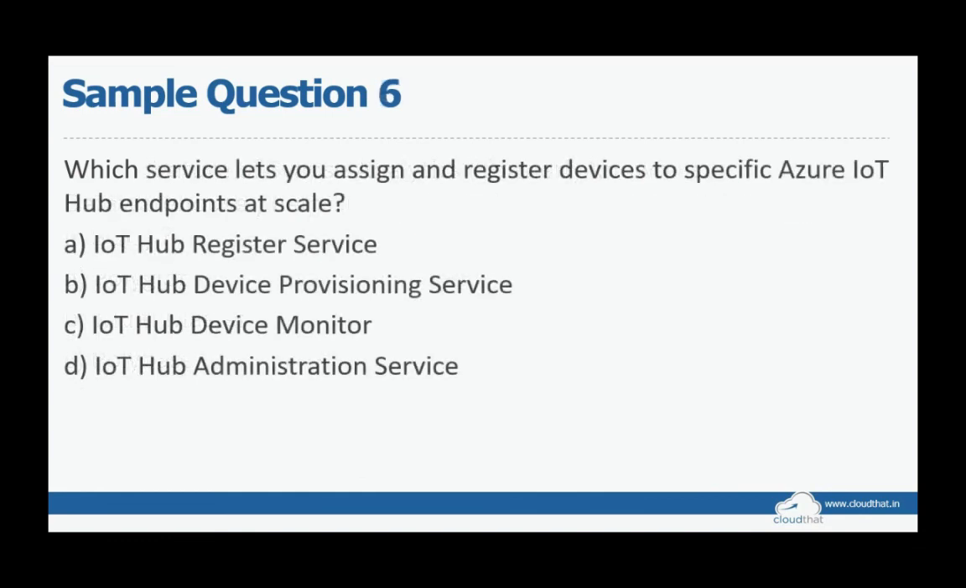Let's move on to the next one. Which service lets you assign and register devices to specific Azure IoT Hub endpoints at scale? Option A, IoT Hub Register Service. Option B, IoT Hub Device Provisioning Service. Option C, IoT Hub Device Monitor. Option D, IoT Hub Administration Service. The correct answer is IoT Hub Device Provisioning Service. That's the one that lets you assign and register multiple devices to a particular IoT Hub endpoint. Correct. Let's move to the next question.